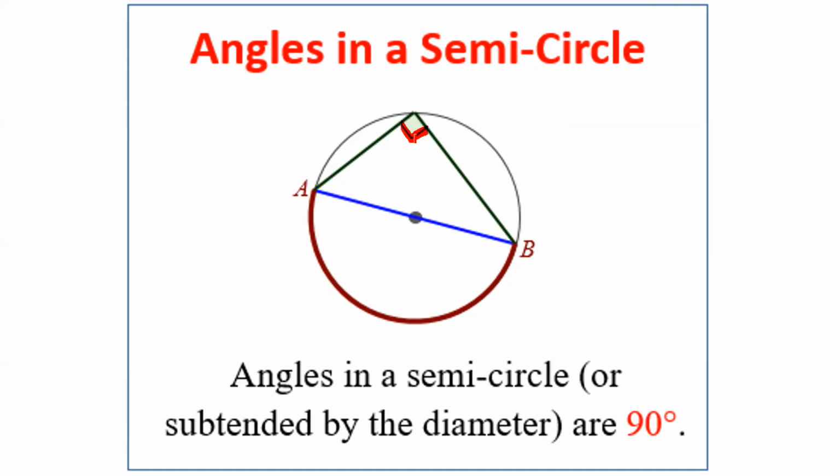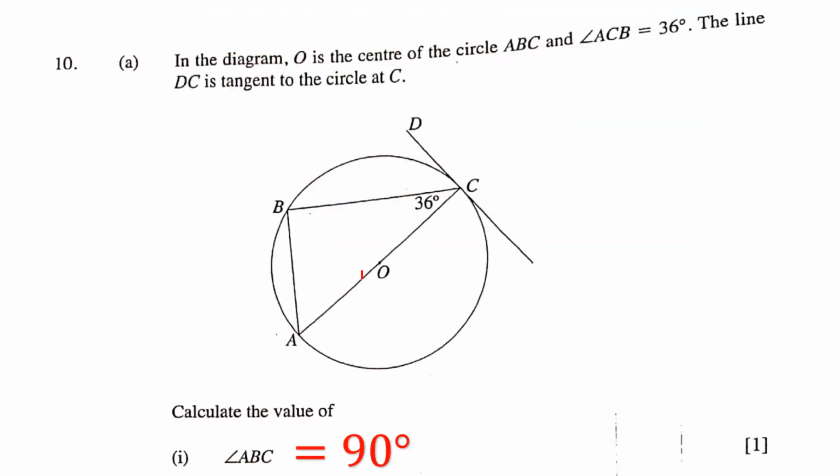So the angle here is 90, all right? Make no mistake about that. The angle that's inside the semicircle is 90. And so we have the exact same situation now. This is the diameter, and this is the angle within that semicircle. So B is going to be 90 degrees. And so the correct answer for this one is 90 degrees because of that theorem.